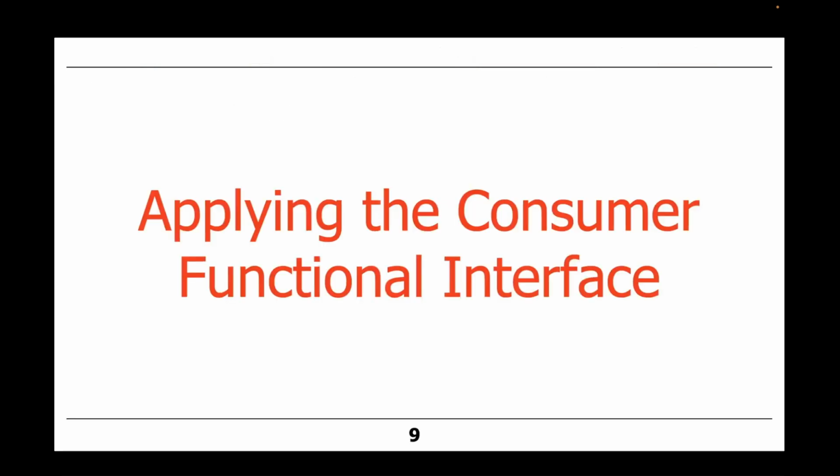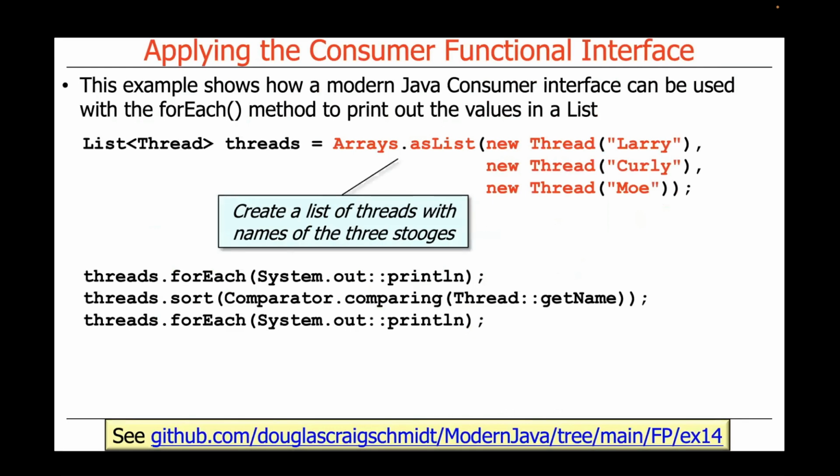Let's talk about how you could apply the consumer functional interface. This is a very simple example because it demonstrates the features we've talked about before with other examples that came earlier. So here we're going to go ahead and create a list of threads. And just for kicks, we're going to have the threads be given the names of the three stooges. So we got Larry, Curly, and Moe. Arrays.asList is a factory method that takes a bunch of parameters, in this case, a bunch of threads, and then makes a list of them.